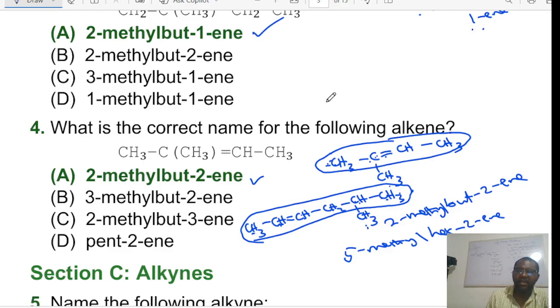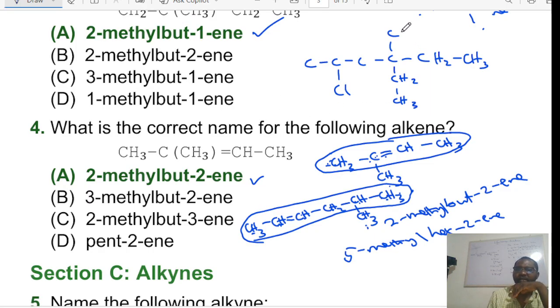So let's say you have 1, 2, 3, 4, 5, 6, 7, 8. Let me say I have a chlorine here, and this is CH3, CH2, CH3. This is CH2, CH3. Okay, and this is CH3, and this is CH. Okay, this already has 2 bonds, so this should be CH2.